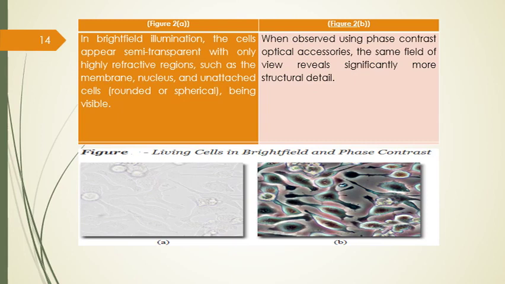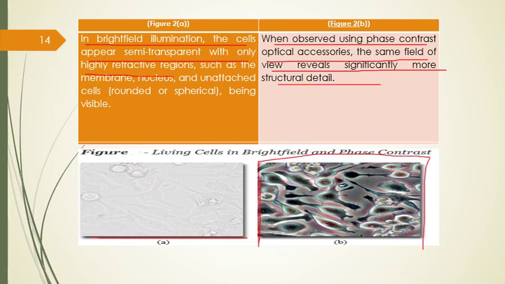This one is the structure that we observed from a bright field microscope. So in bright field illumination, the cells appear semi-transparent with only highly refractive regions, such as membrane, nucleus, and unattached cells. But in case of phase contrast, when observed using phase contrast optical accessories, the same field of view reveals significantly more detailed structure, as we show in this diagram.